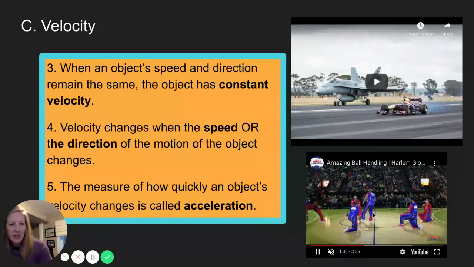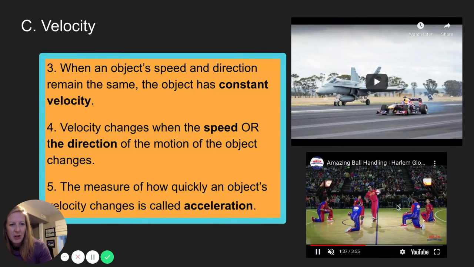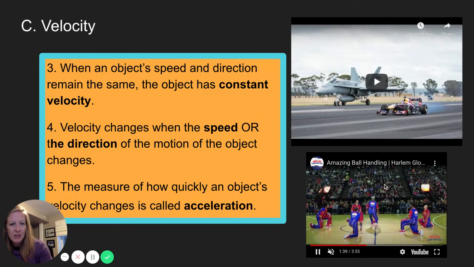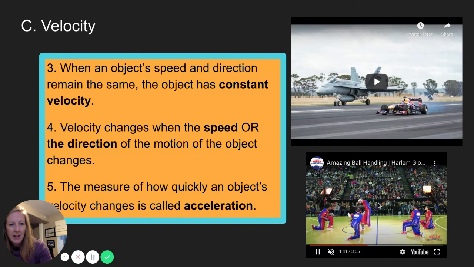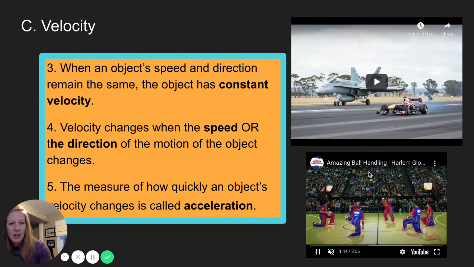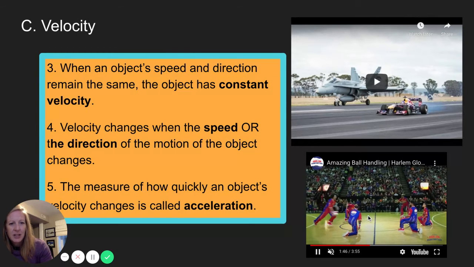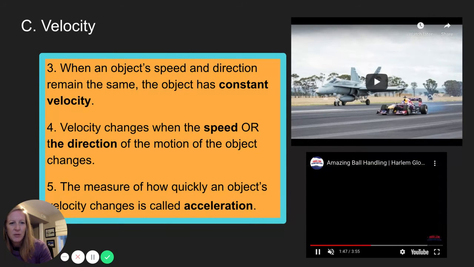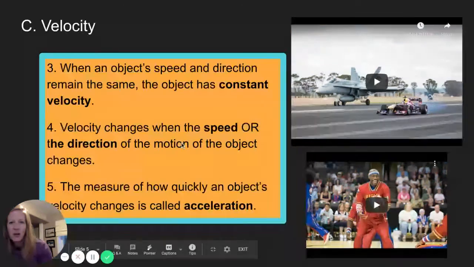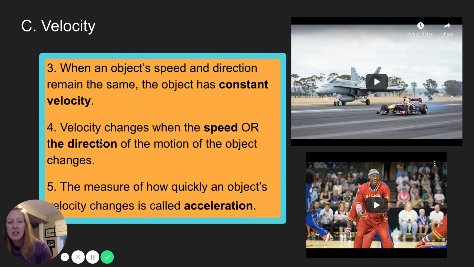So we see down here a little Harlem Globetrotter action. When they bounce the ball like that, the ball is going up and then it comes down. So the direction the ball is moving is changing. Whether or not the speed is staying the same, since the direction is changing, that means that the velocity has changed. So it can either be speed changes, direction changes, or both.